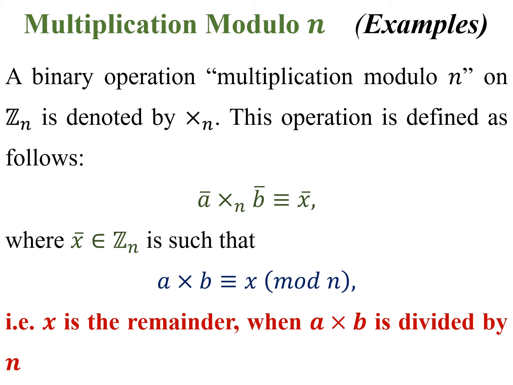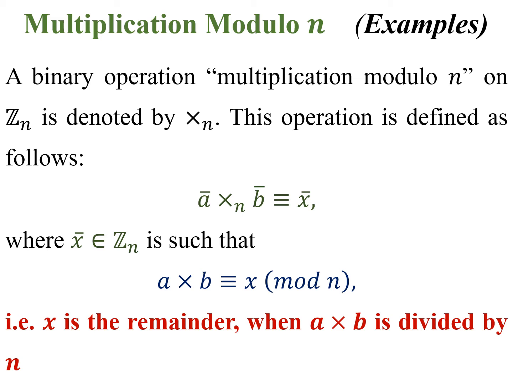In this way, whenever you have any two residue classes, class of a and class of b in Zn, we can multiply them with respect to cross n by finding the actual remainder x when a cross b is divided by n.